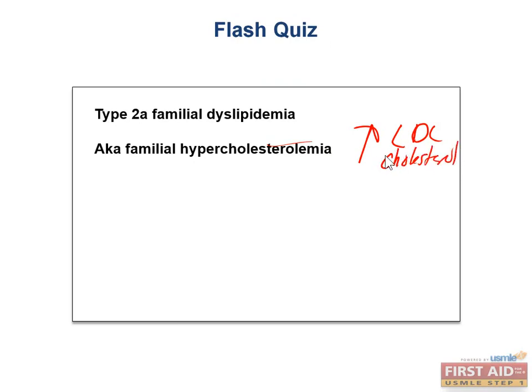Alright, the high LDL leads to an atherosclerotic plaque, which contributes to a heart attack, while the high cholesterol levels can be seen in the Achilles xanthoma. Since the patient had a heart condition and xanthoma, it can be assumed, therefore, that she has high cholesterol levels, which is a trademark of that 2A familial dyslipidemia.